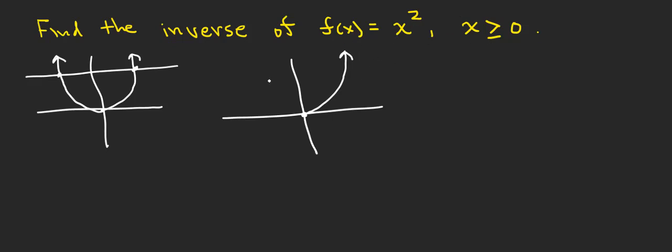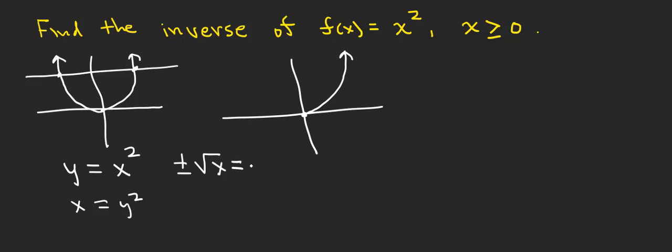Now how do you find the inverse of that? Well, you know that y is equal to x squared. In order to find the inverse, you have to change the x and y and solve for y. So what do you get? You get plus or minus radical x equals y. So you have two equations here. You got y equals radical x or y equals negative radical x. Which one is it? Well, there are two ways of looking at this.